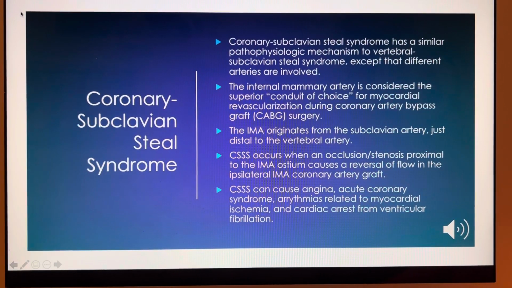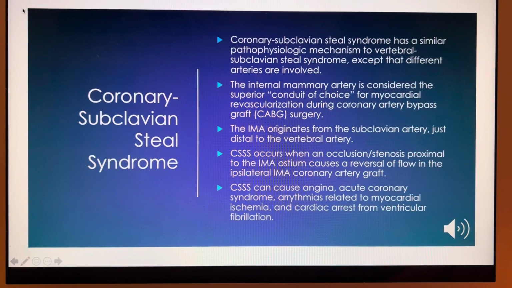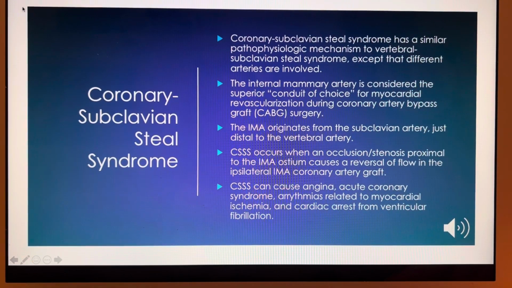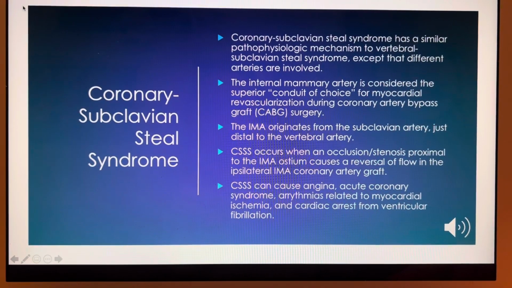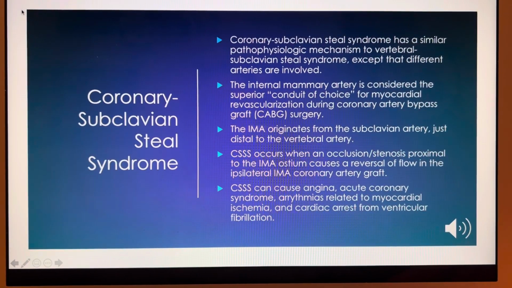And coronary subclavian steal syndrome can cause angina, acute coronary syndrome, arrhythmias related to myocardial ischemia, and cardiac arrest from ventricular fibrillation.